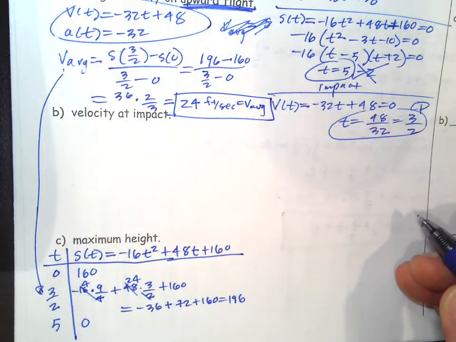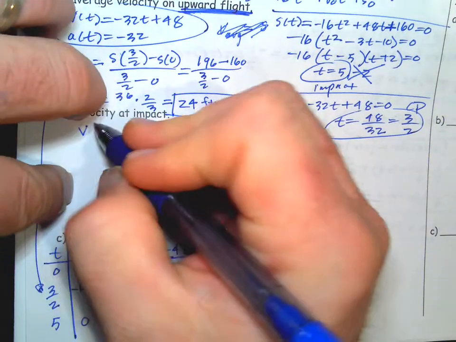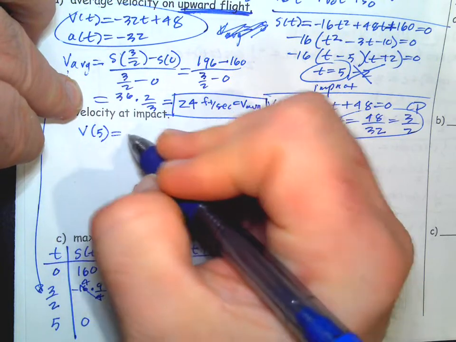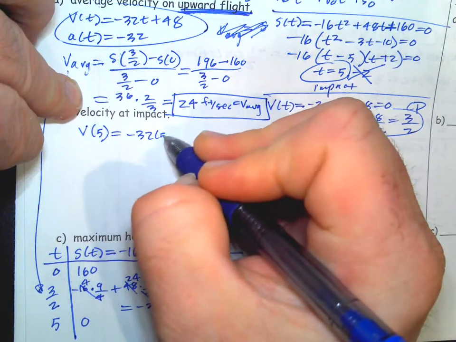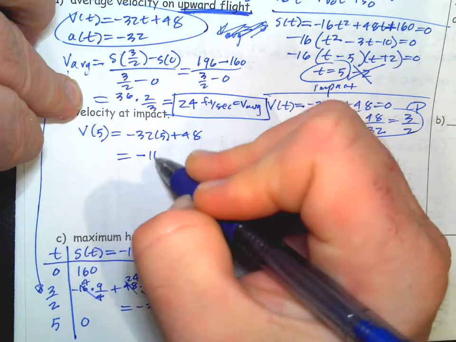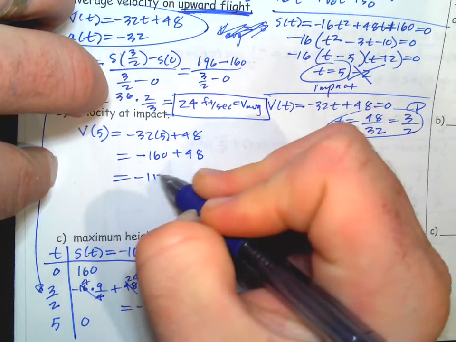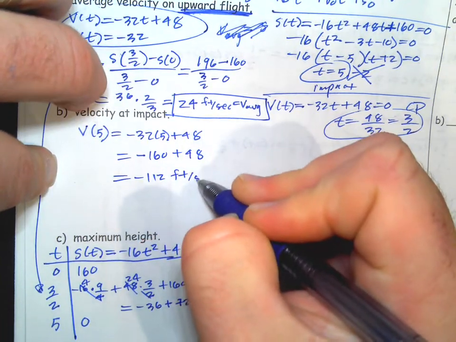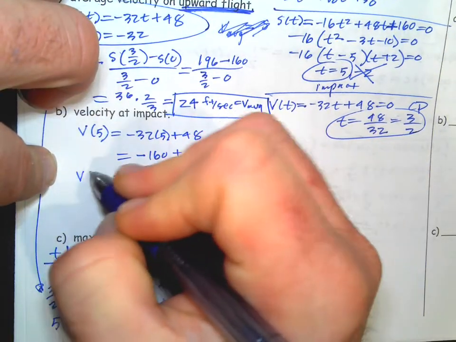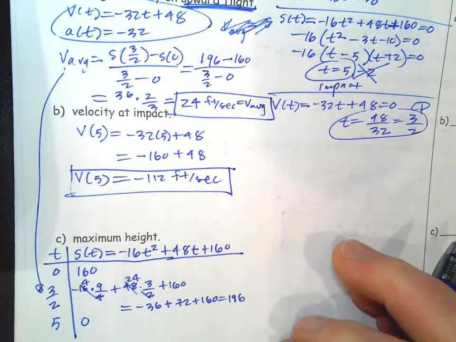Okay. Now, velocity at impact, we're just going to plug impact time 5 into your velocity equation. We already found time to impact. It's going to be negative 160 plus 48, negative 112 feet per second. And it makes sense it's negative. It should be when it's coming down. So that's your velocity at impact.